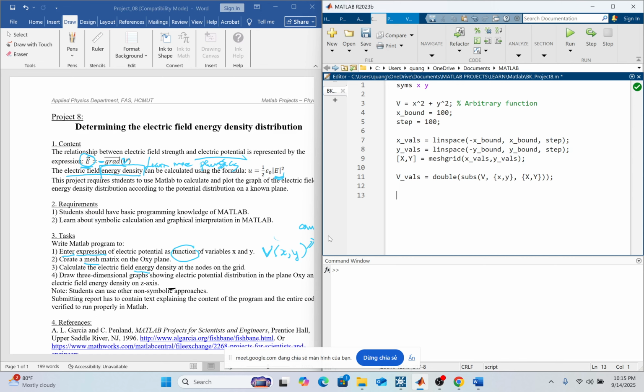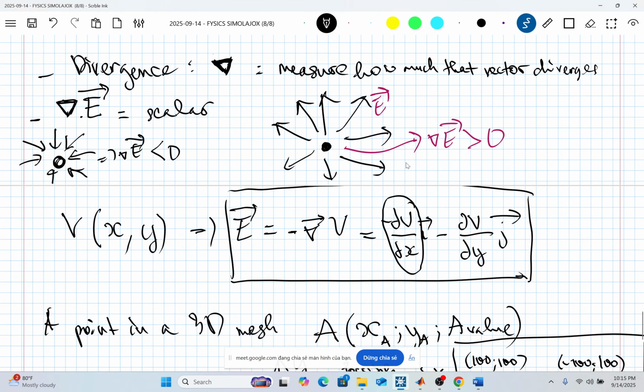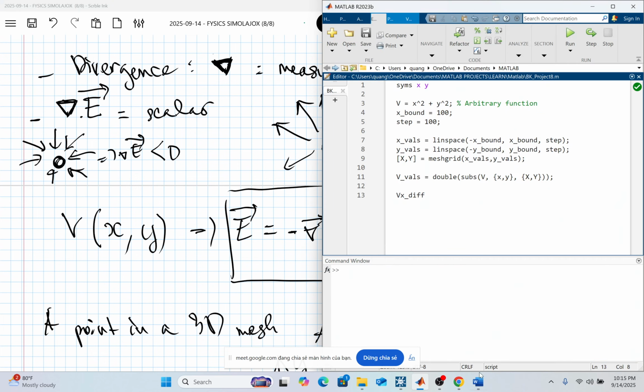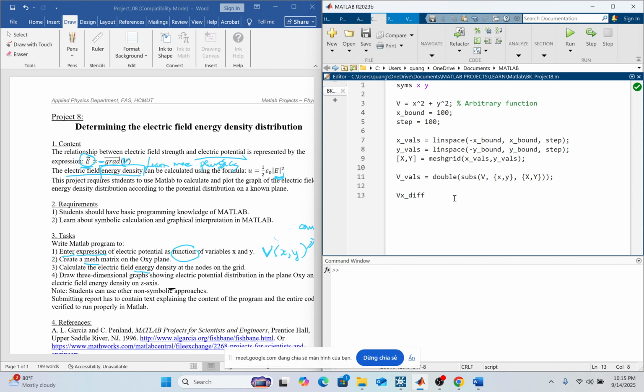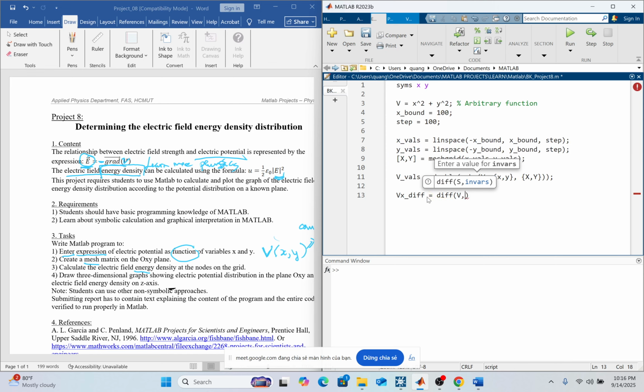How are you going to get the E, right? You can do this, because you know that E is equal to the negative gradient of v, and we have to take the derivative. So first we would like to find the function for the derivative of v on the x-axis. I will call it vx diff, and it's going to be the function diff, the differentiation of v with respect to the x variable.